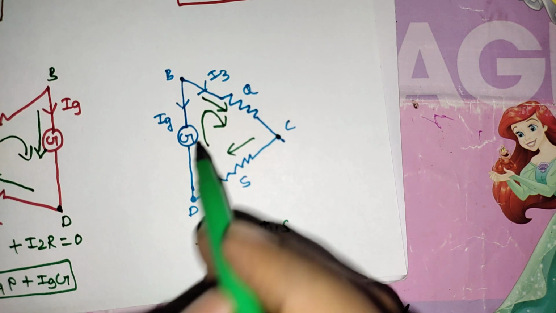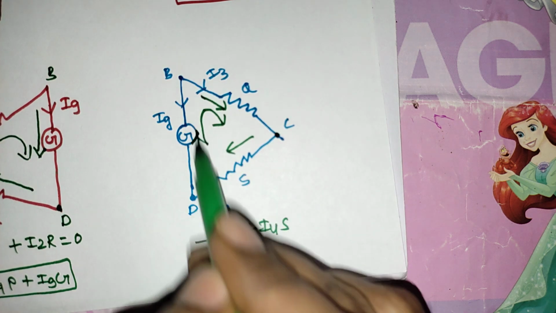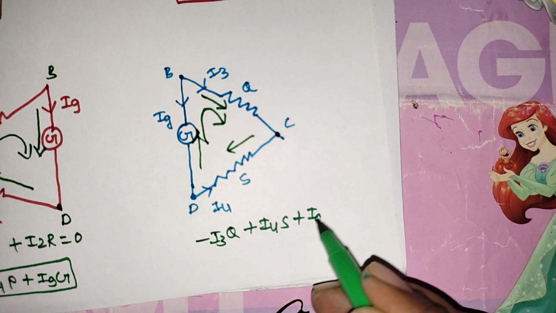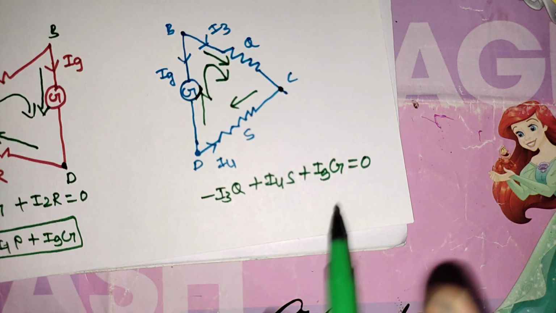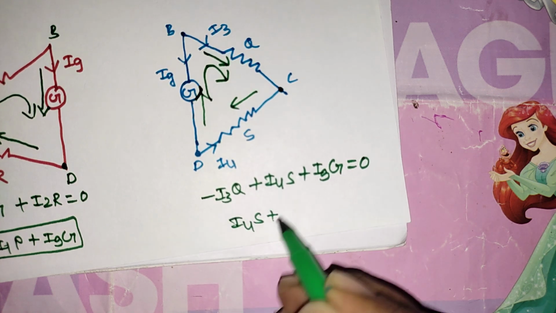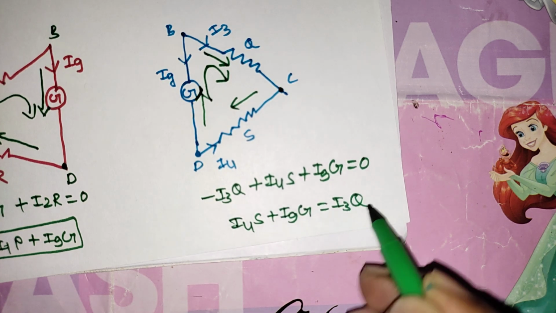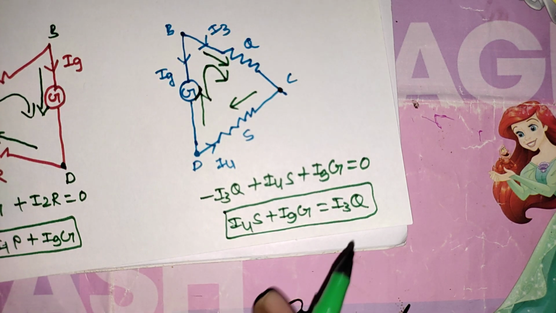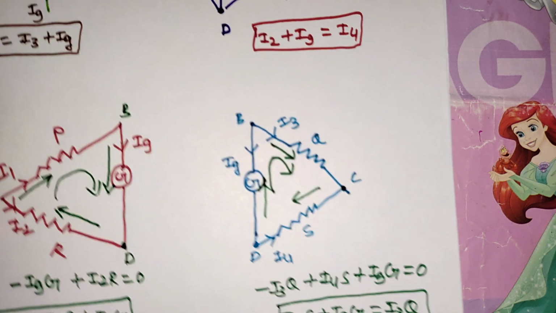Then you are moving from D to B. Here this is the current direction, this is the loop direction, both are in opposite directions. Even here also you can write plus IgG is equal to 0. So I am going to write I4S plus IgG is equal to I3Q. If you apply simple Kirchhoff laws, you will get it very easily.